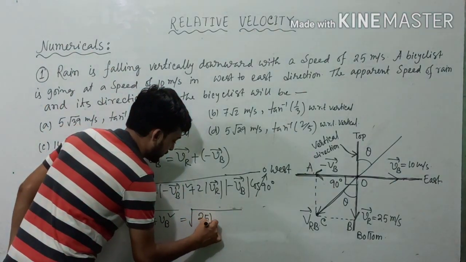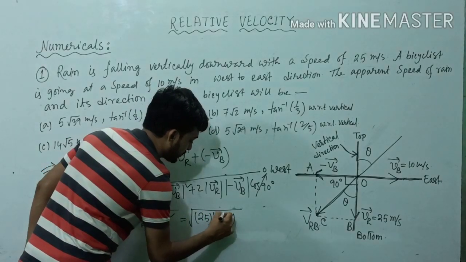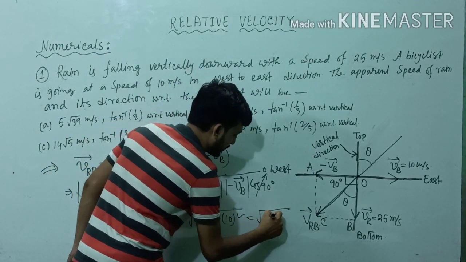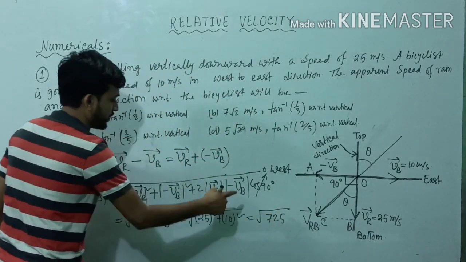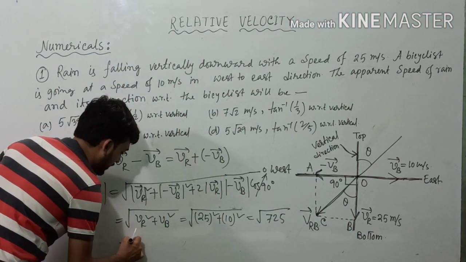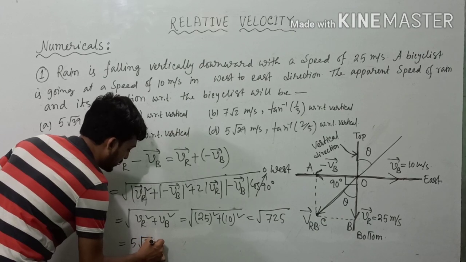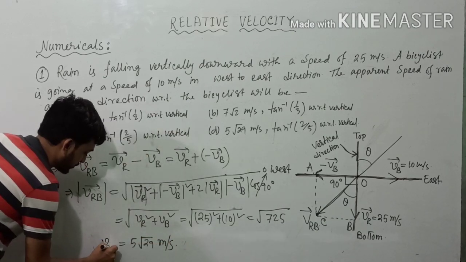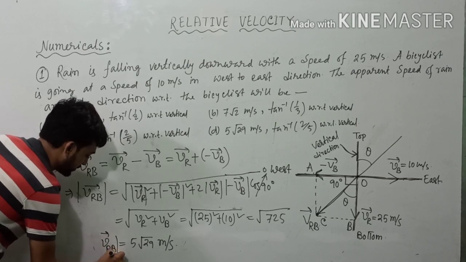So 25 square plus 10 square. 25 square is 625 plus 100. You will get 725. If you solve it, you will get what? 5 root over 29 meter per second. This is the relative velocity or apparent velocity of rain with respect to bicyclist.